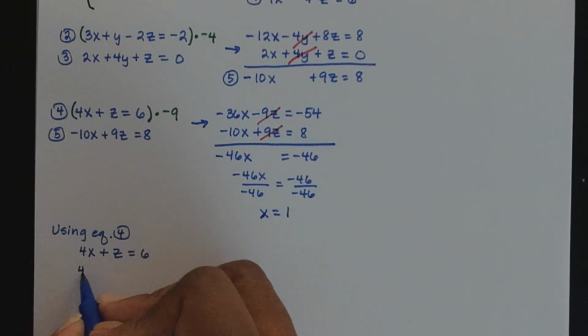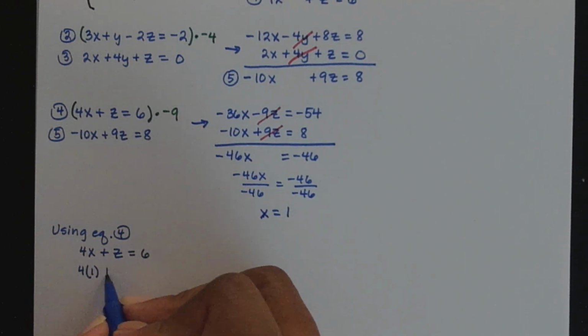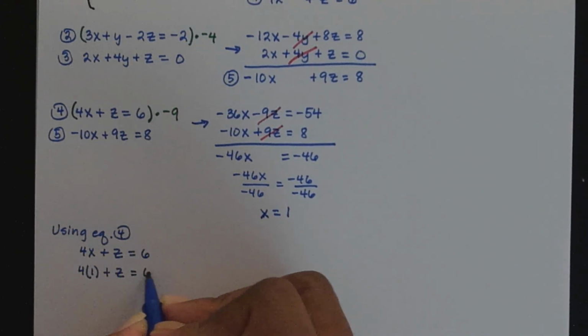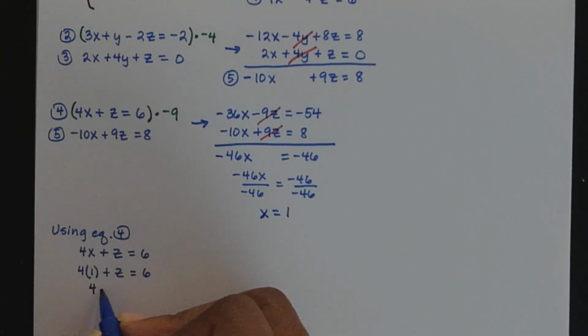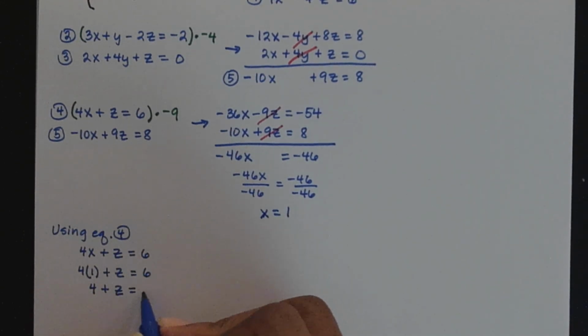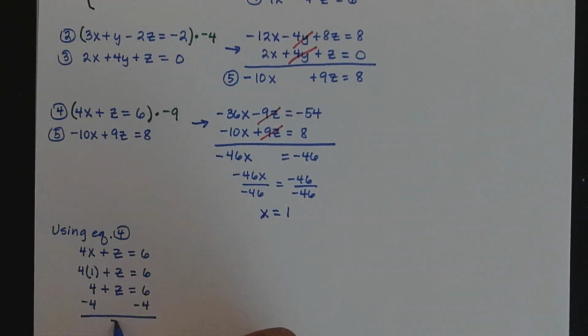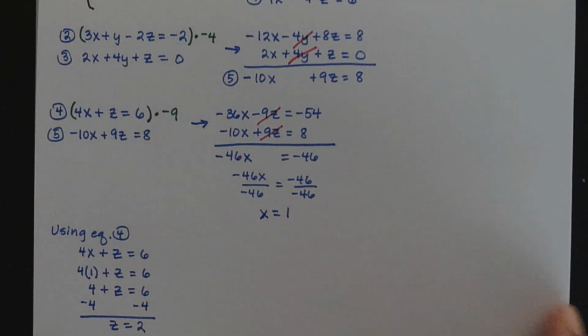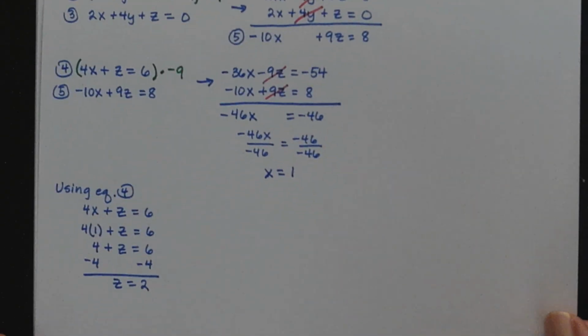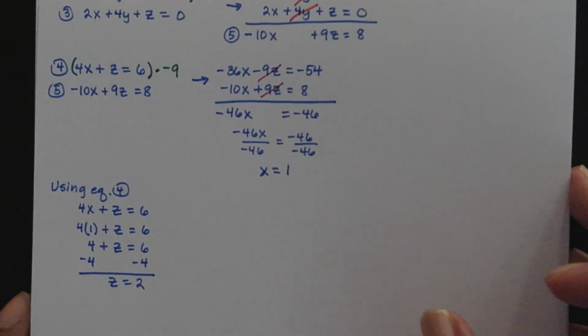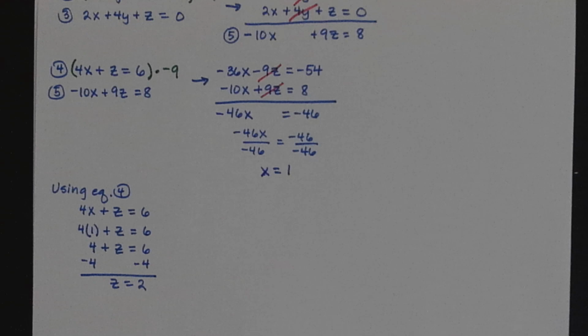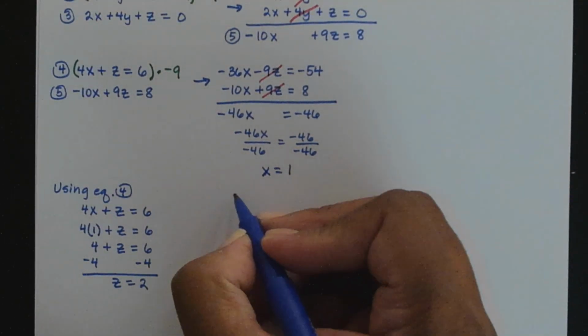And x is equal to 1, so we just substitute that x with 1, so it'll be 4 times 1 plus z is equal to 6. 4 times 1 would be 4, so 4 plus z is equal to 6. And if that's the case, what must z have to be equal to? 2. So z is equal to 2. Now I have to go back to either equation 1, 2, or 3, since they're in 3 variables, and substitute the x with 1 and the z with 2 to come up with what y is.